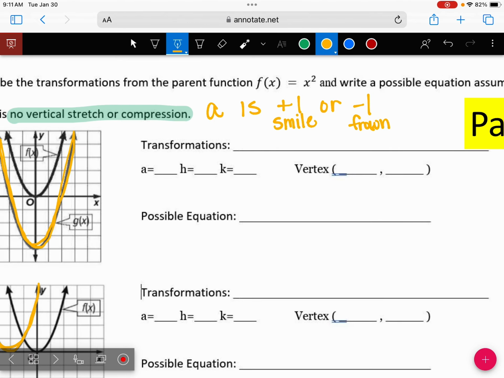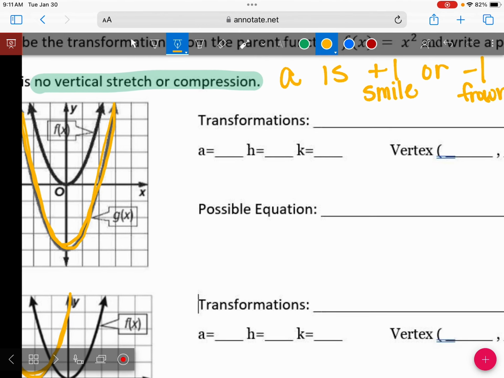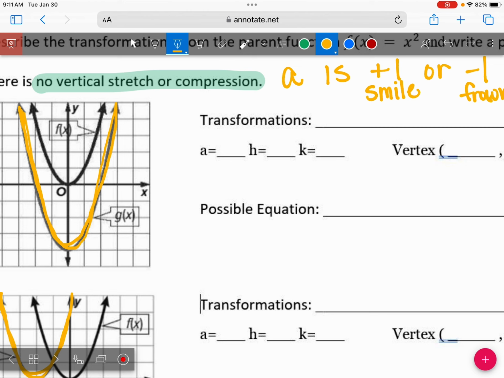All right, so let's go ahead and look at these and see if we can figure out our equation. First of all, when I'm looking at this yellow one, the one that I traced in yellow, and I compare it to the parent, this is the parent, it's still a smile. So that means that A is 1.